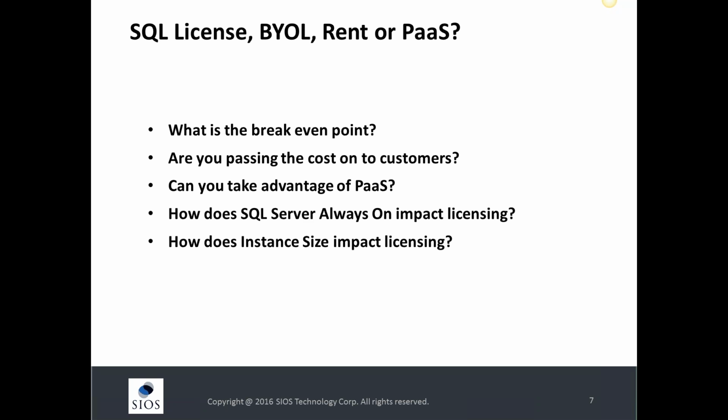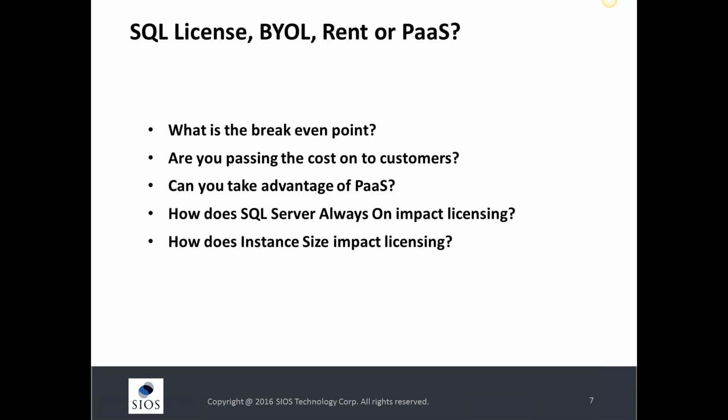And then how does the instance size impact licensing? Of course, SQL Server is licensed per core, so the larger your instance, the more cores, the more it's going to cost. And as we'll see in a moment, sometimes you wind up having more cores than you need just to get adequate storage throughput or the amount of memory you need.